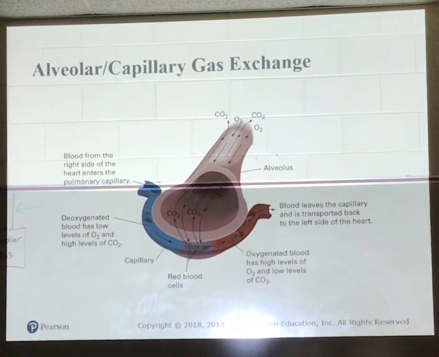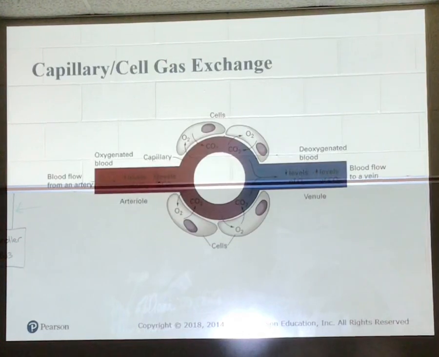This is a little picture of how it works, and another little picture of how this works.